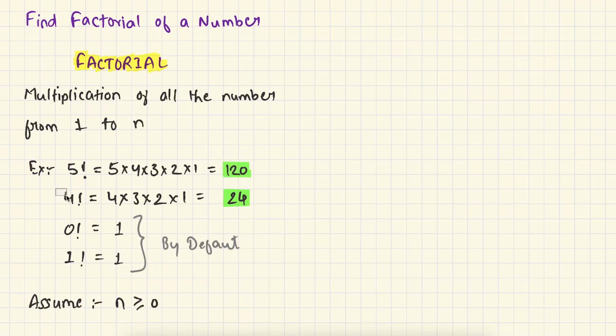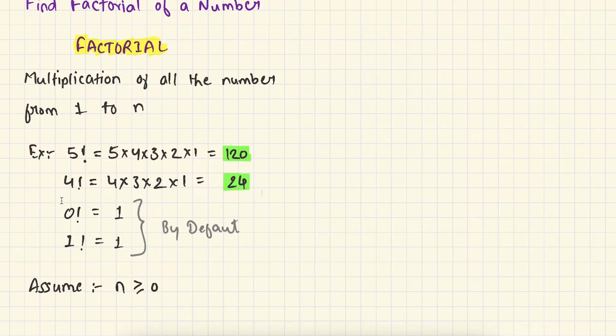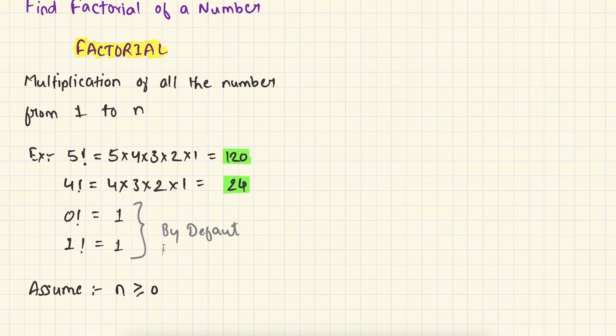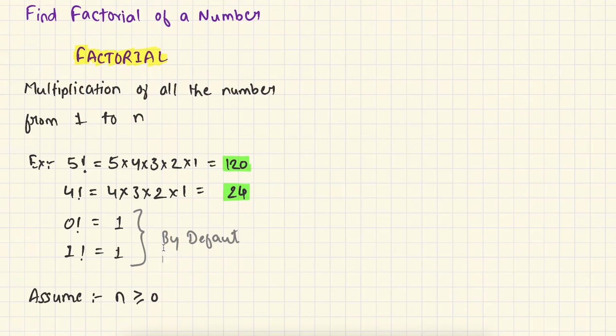If the number is 4, then we have to multiply 4 into 3 into 2 into 1, and it turns out to be 24. And by default, the factorial of 0 and 1 is 1. Here we are assuming that the value of n is greater than or equal to 0.